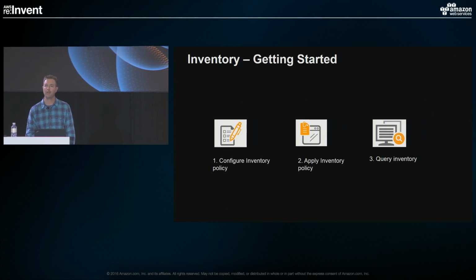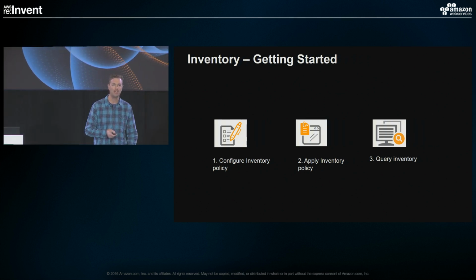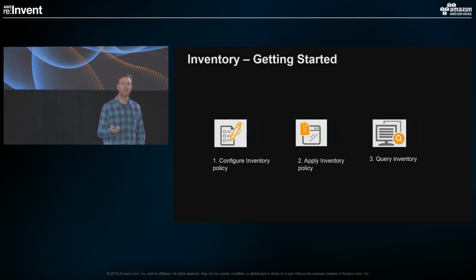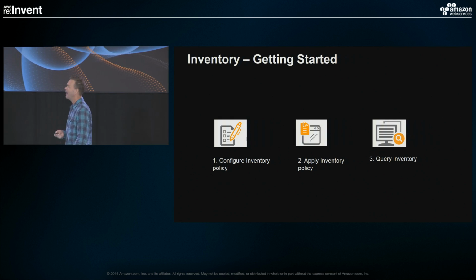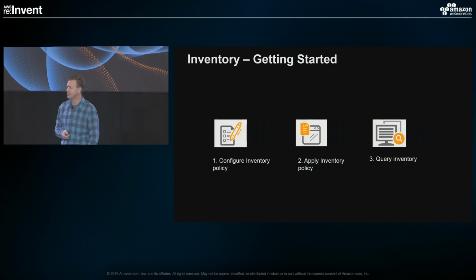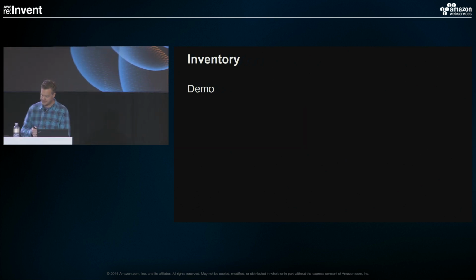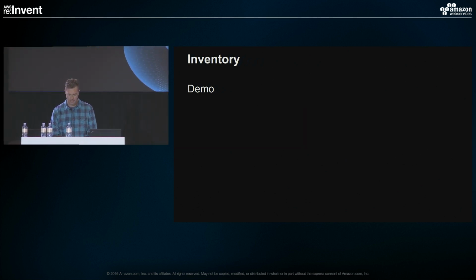All right, so how do we get started with inventory? This probably looks similar to how we get started with automation. The first step is we configure an inventory policy, okay? And then next, we're going to apply the inventory policy. And finally, the fun part is querying inventory. So let's jump back into a demo here. Let me get all set up on the demo machine. And switch over to 3.